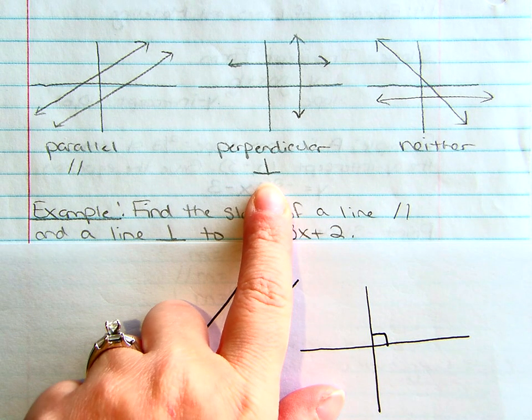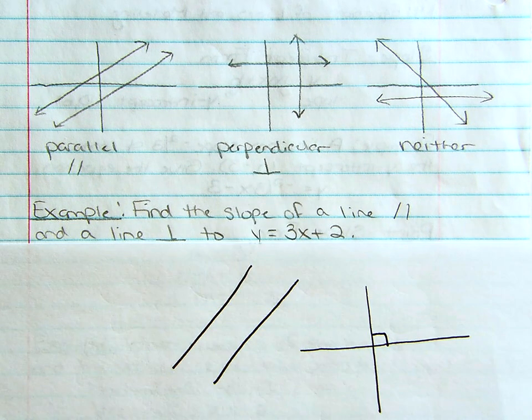Then there's also the option for neither. Neither is like Murphy Street. Murphy Street intersects with all kinds of other streets, but it doesn't do so at a nice, crisp 90-degree angle. And so that's neither. It's neither parallel nor perpendicular.